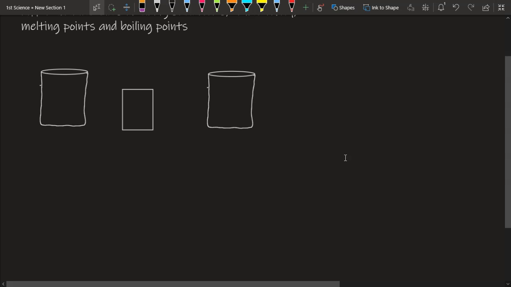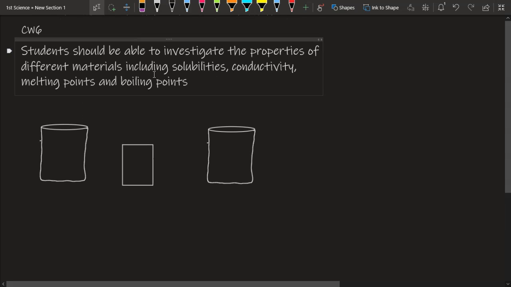So let's have a quick look. What we're looking at here is CW6, and this is where you should be able to investigate the properties of different materials, including solubilities, conductivity, melting points, and boiling points. But before we start all that, you have to get an idea of the basics. The first one we're going to look into is a couple of words. We're going to look into the word solvent.